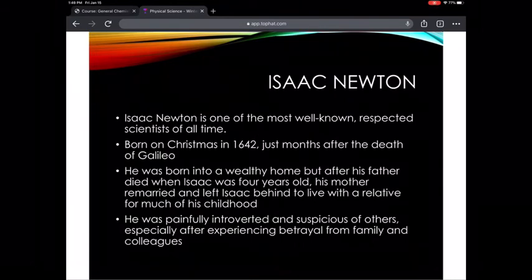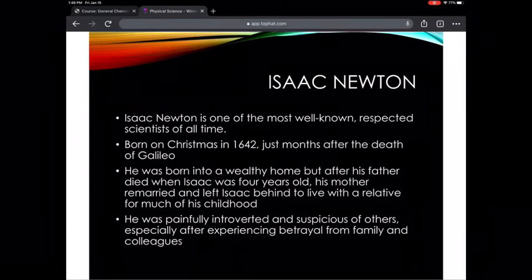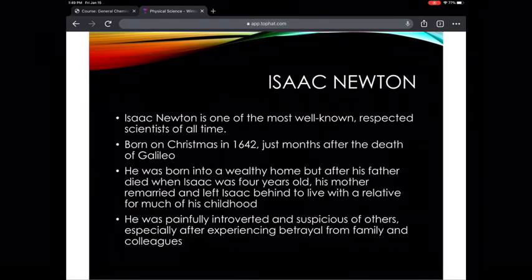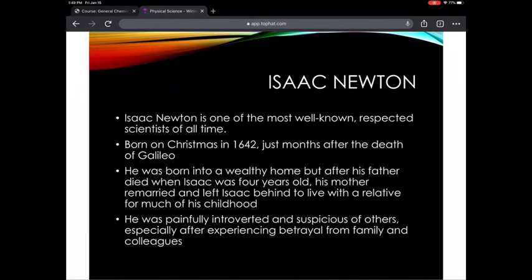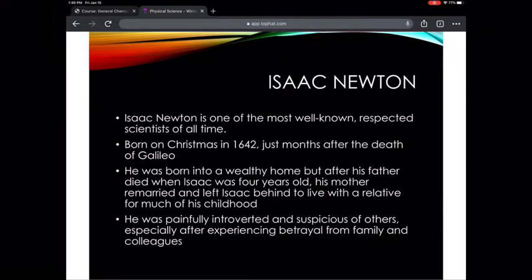Isaac Newton shared that the relationship that he had with his mother and stepfather was not healthy, and they had a pretty dysfunctional home. And he lived into his teen years with an uncle who lived nearby. Isaac Newton was painfully introverted and shy. He was suspicious of others, which probably came from his mother's abandonment when he was a child. He experienced other betrayals from family. He experienced betrayal from his research colleagues who stole his research and plagiarized it, or accused Isaac of stealing theirs.